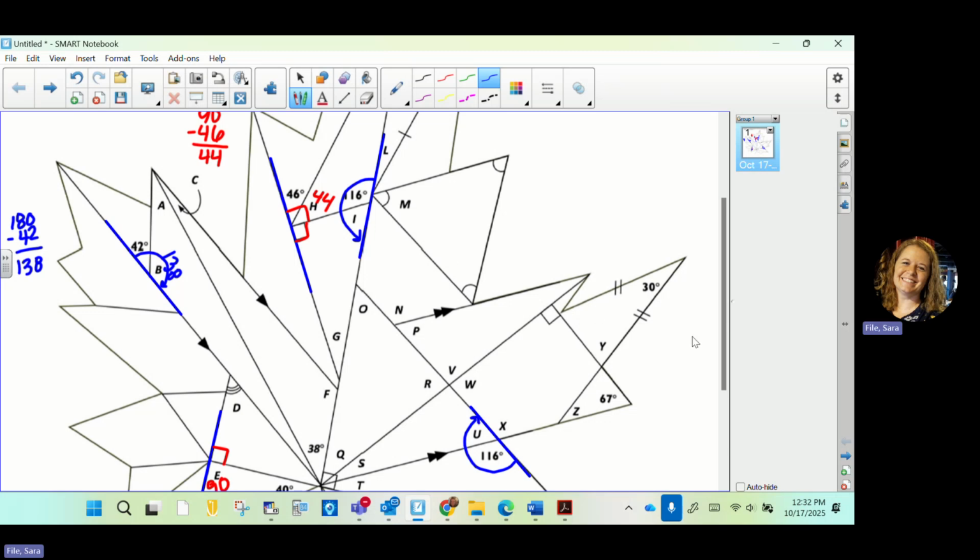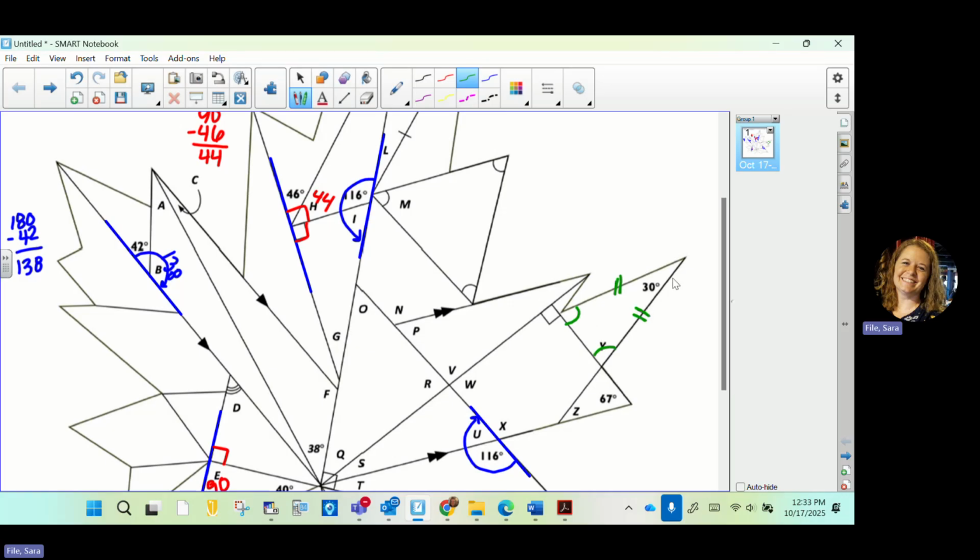I told y'all when I handed it out, you could start over here. We have an isosceles triangle. See how these are marked congruent? We focused on isosceles triangles the other day, and we said that across from the congruent sides, those are the legs, the angles across from those are the base angles, and they're congruent. So that means these two angles have to be the same as each other.